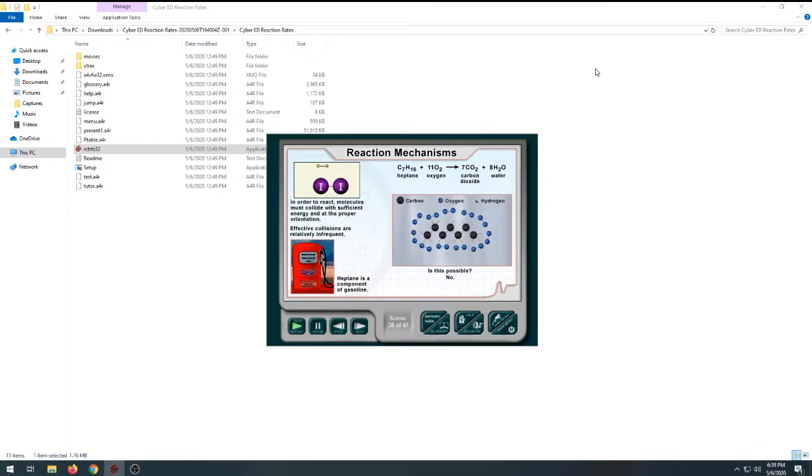The reaction of heptane with oxygen, as well as many less complicated reactions, goes through a series of steps called a reaction mechanism. While the reaction mechanism for the reaction of heptane and oxygen is far too complex for the scope of this program, the following scenes show reaction mechanisms for several simpler reactions.